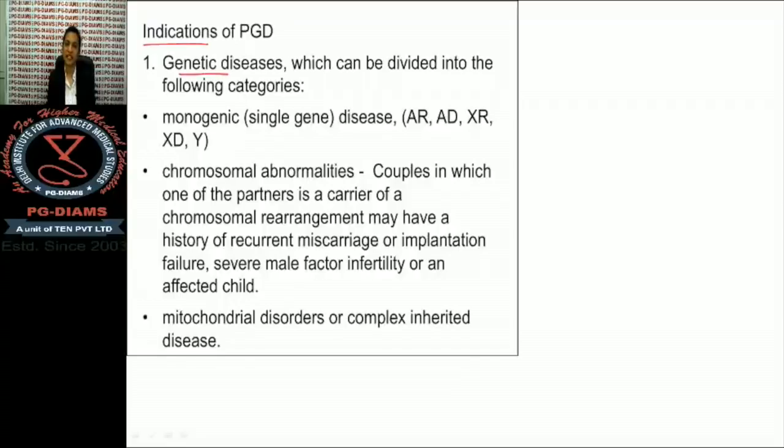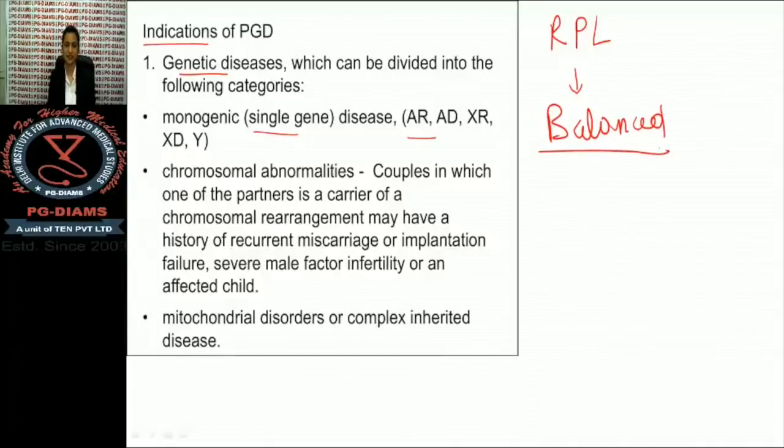Now, indications of PGD. If there is a genetic disease in the couple, or they are carriers of genetic diseases, single gene diseases which are autosomal dominant, recessive, X-linked or Y-linked. Then chromosomal abnormalities. If there's a couple who has recurrent pregnancy loss, you did karyotyping of both the parents, and one or both of them were carriers of balanced translocations. These balanced translocations are known to not affect the phenotype of the person, but they affect fertility by increasing the chance of pregnancy losses.